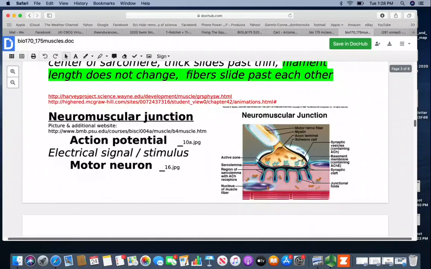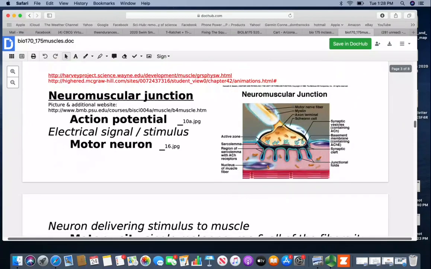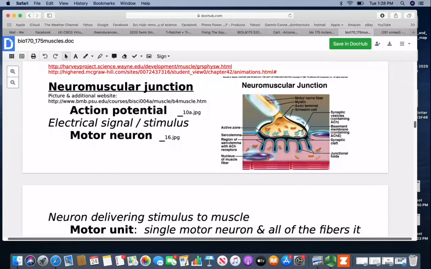So the neuromuscular junction, this is just what it sounds like. It's the nerve-muscle junction. This is where the nerve is going to tell the muscle what to do. So in this picture here, you've got your motor neuron here, and then you've got a muscle fiber. The information that travels down the motor neuron is your action potential. It's an electric signal or stimulus. The motor neuron is going to be this nerve that will deliver the stimulus to the muscle.